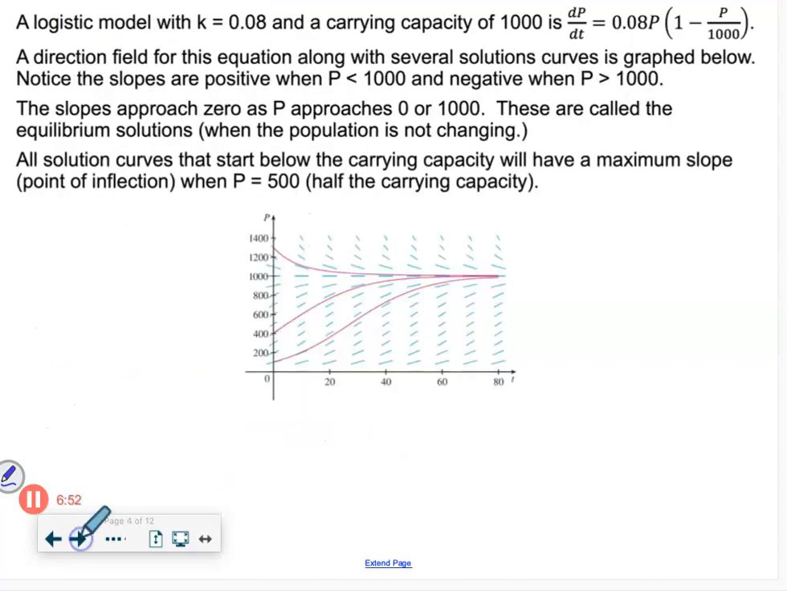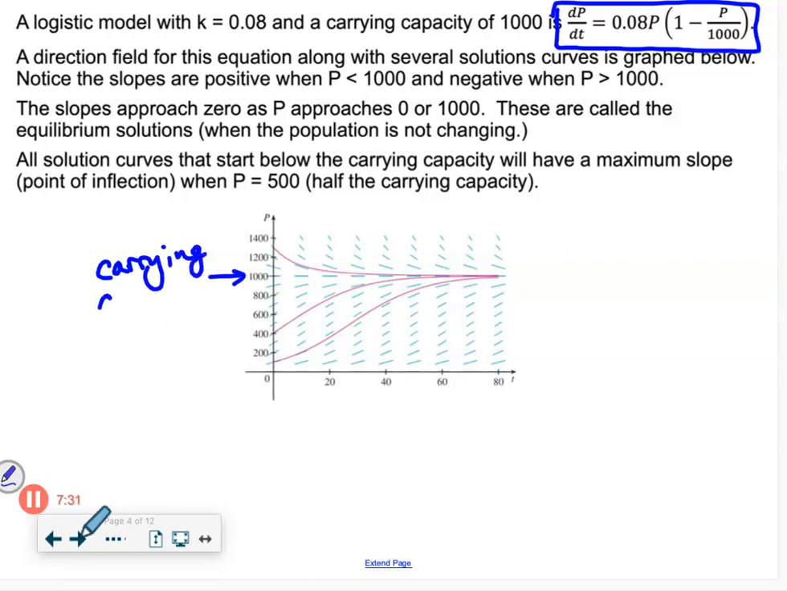All right. So we're going to start by looking at a slope field of this differential equation. So if we were to graph a slope field for this differential equation, first of all, look at that differential equation. What's the carrying capacity? 1,000. What's the growth rate? 0.08.